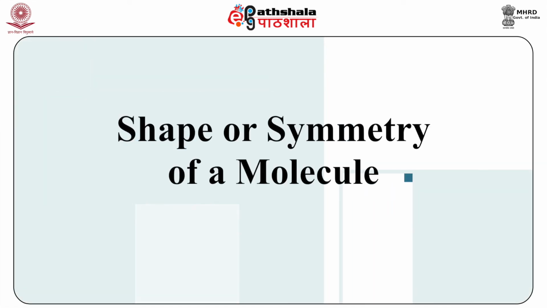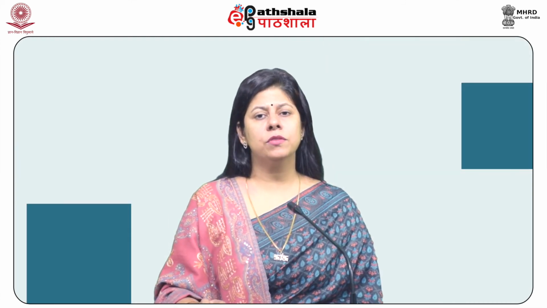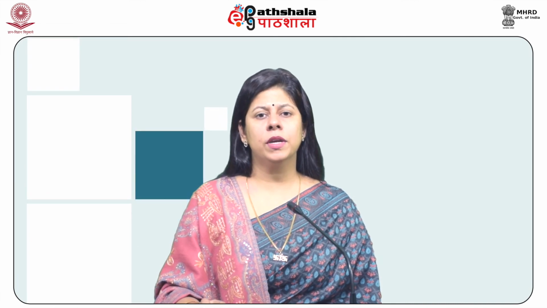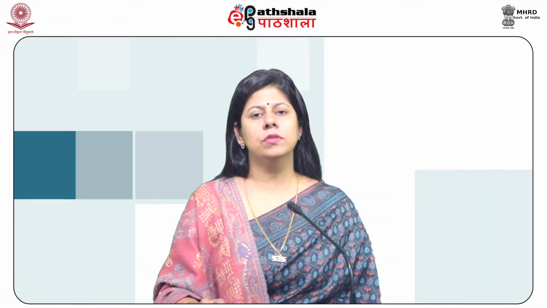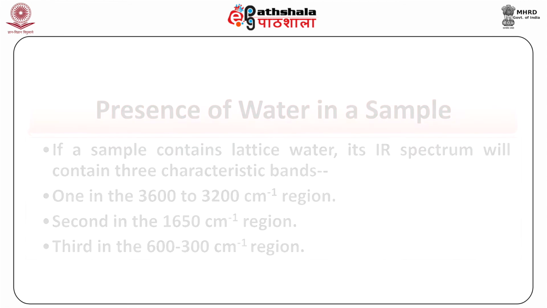Shape or symmetry of the molecule. IR spectra can be used to deduce the shape or symmetry of the molecule. This can be illustrated by considering the example of nitrogen dioxide. Presence of water in a sample. If the sample contains lattice water, its IR spectrum will contain three characteristic bands. One in the range of 3600 to 3200 centimeter inverse, second in the 1650 centimeter inverse region and third in the 600 to 300 centimeter inverse region.